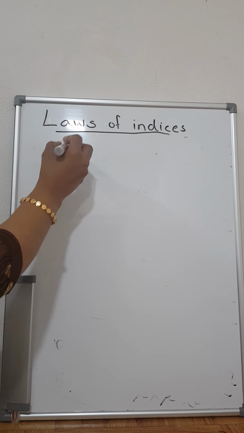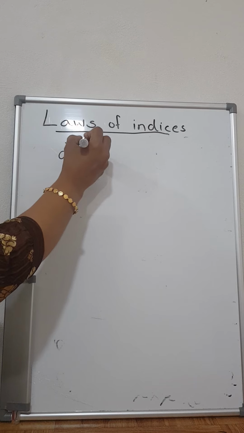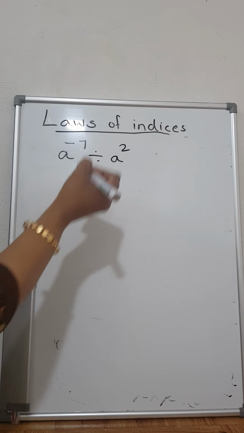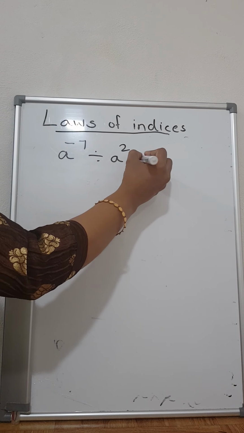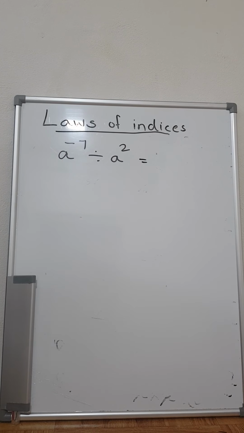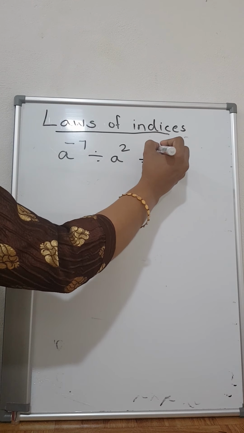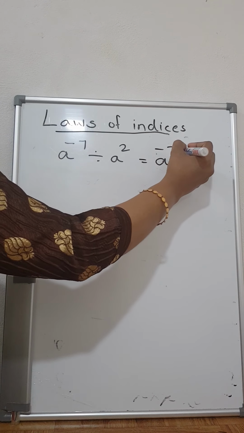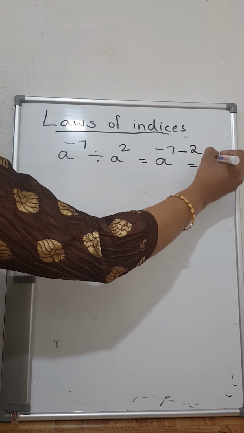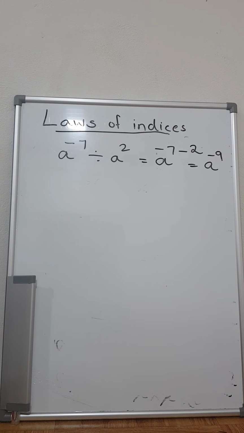a^-7 divided by a^2. Here we have a negative index, but we know it's not going to trouble us in any way. So we will write a to the power -7 - 2. So -7 - 2 is -9. a to the power -9. If you have any trouble with the calculations, you can use a calculator. Edexcel allows you to use a calculator.